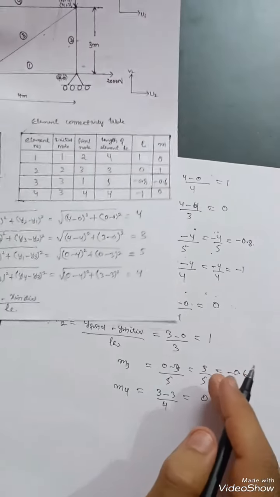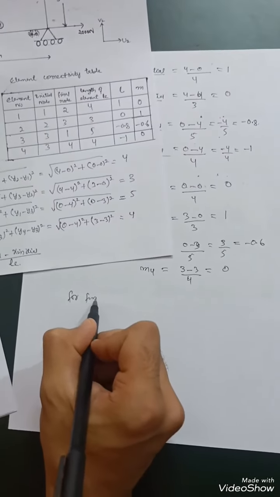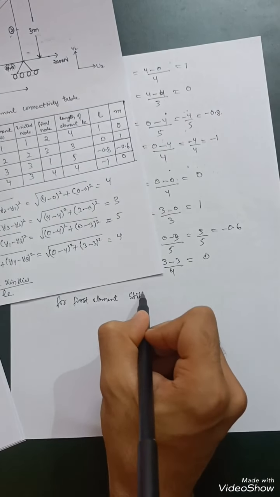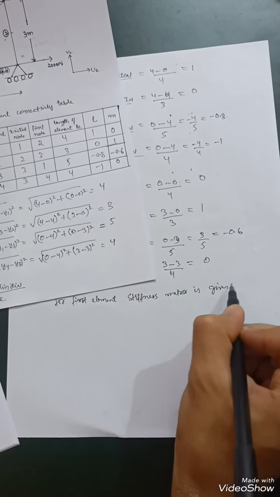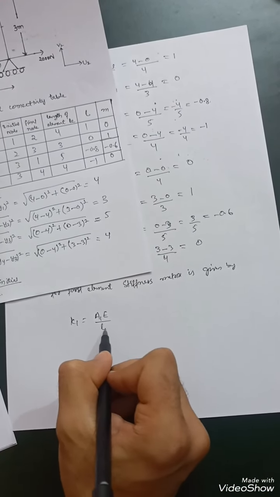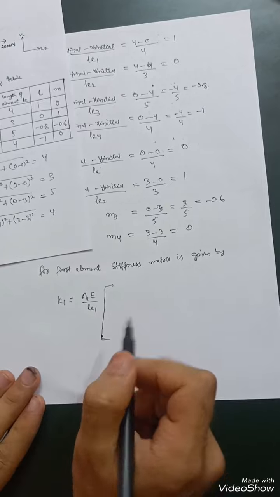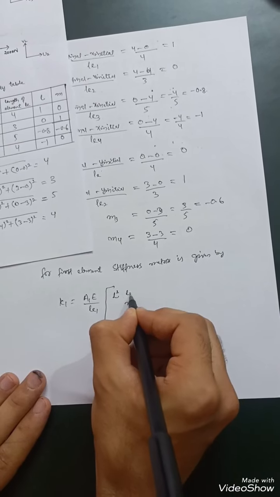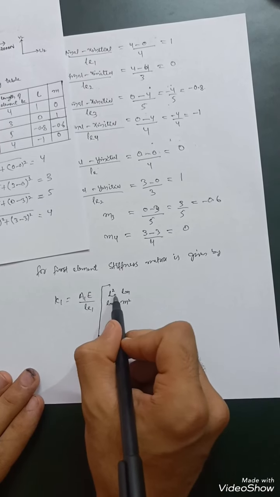Now after that, we have to calculate the stiffness matrix for each and every element. So for first element, stiffness matrix is given by that is K1 is equal to A1E upon LE1 into, there is a formula you have to remember. So I will tell you the easy way how to remember it. So first write the L square m square in the cross manner, and then LM and LM in the another cross manner. Then you have to just opposite the signs of the particular terms over here.